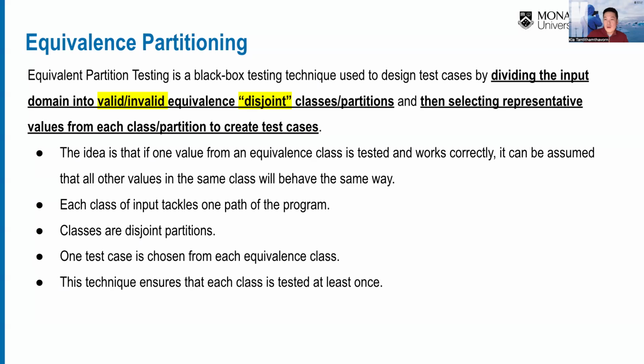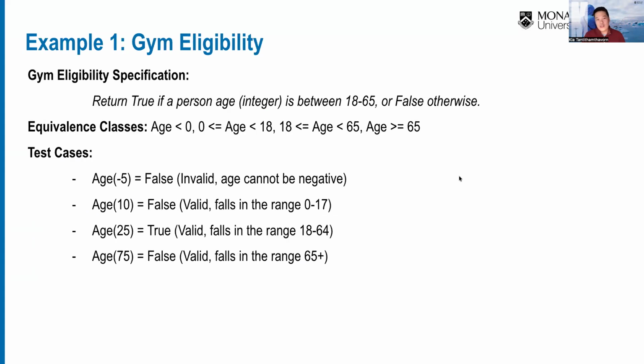Okay, so again, I'm going to repeat. The first step, you divide the input domain or the range into the valid and invalid classes, and then for each class or chunk, you come up with the representative test cases. Okay, let's do it together.